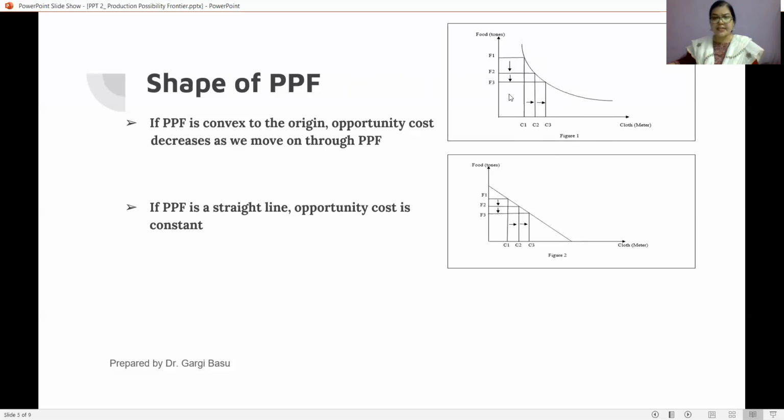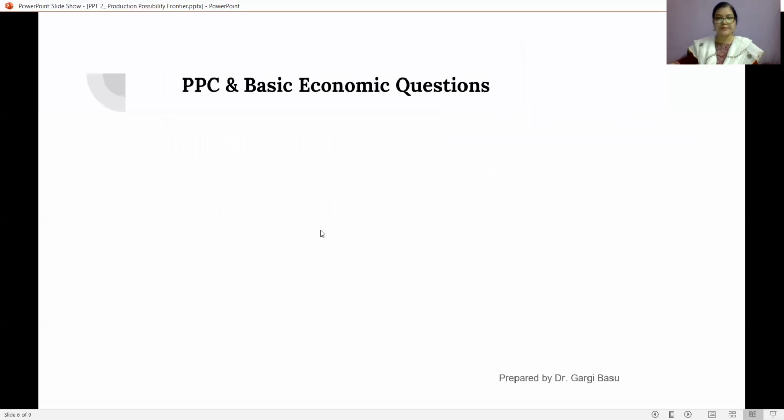And in my previous diagram, that is when we consider that PPF is convex to the origin, in that case, the slope is actually decreasing along the PPF. And if it is a straight line, then the slope is actually constant. But we know that opportunity cost should increase as we move along the PPF. Hence, PPF is concave to the origin.